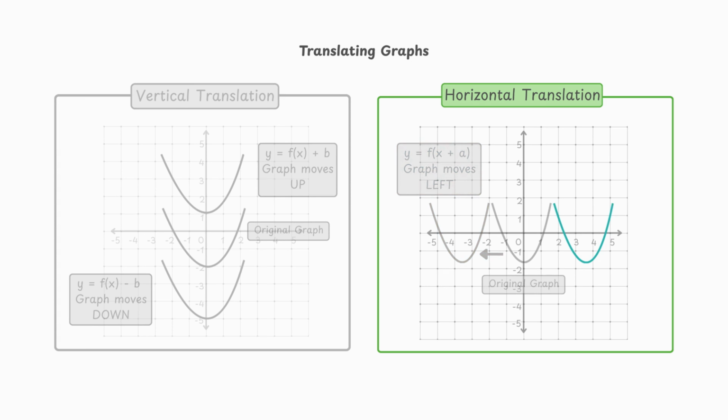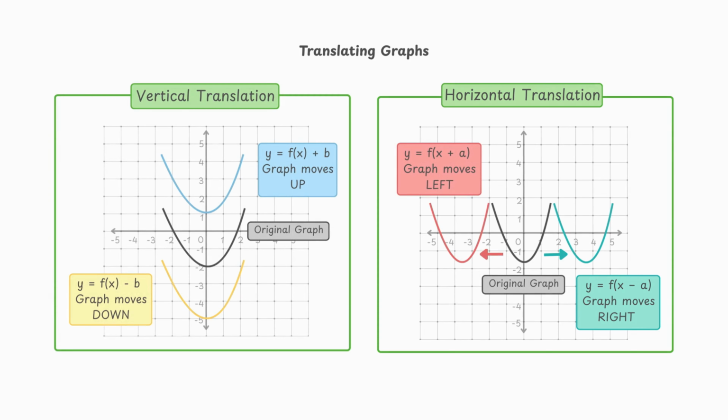Now look at the green graph on the right. This graph has shifted to the right. Again, same shape, no stretching, just a horizontal shift. This matches y equals f of x minus a. So here's the key difference between the two.